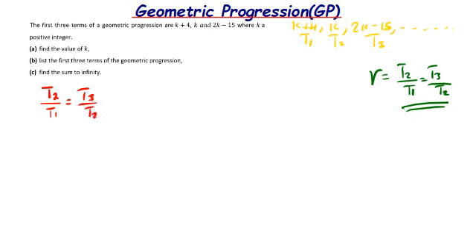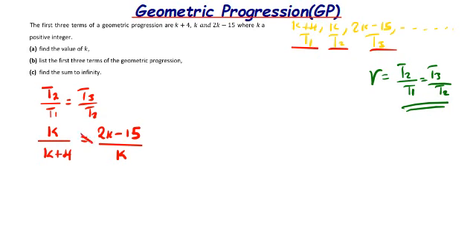And then you have already identified that our t1 is there, our t2 is there, and our t3 is there. So you just substitute your values. Our t2 is k over our t1, which is k plus 4, which is equal to our t3, that is 2k minus 15, over our t2, which is k. Since there is an equal sign, you cross multiply. So k plus 4 is going to multiply with 2k minus 15.